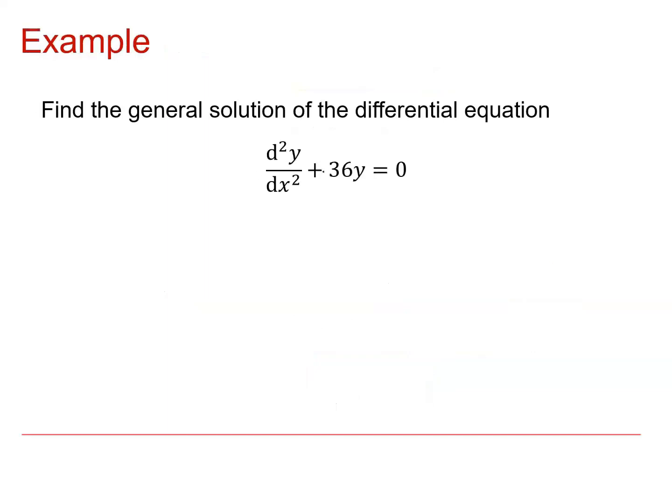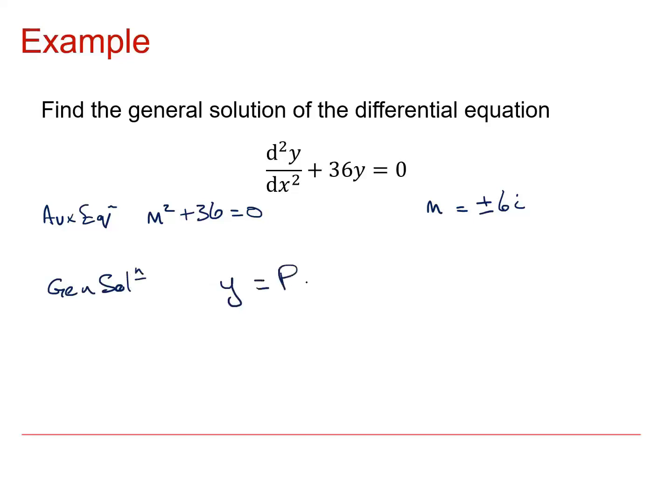So how does that work in practice? If we have a look at this differential equation, once again we'll start with the auxiliary equation, m squared plus 36 is equal to 0, which gives me m is plus or minus 6i, and so that gives me a general solution which can be written in the form y is equal to p cos 6x plus q sine 6x.